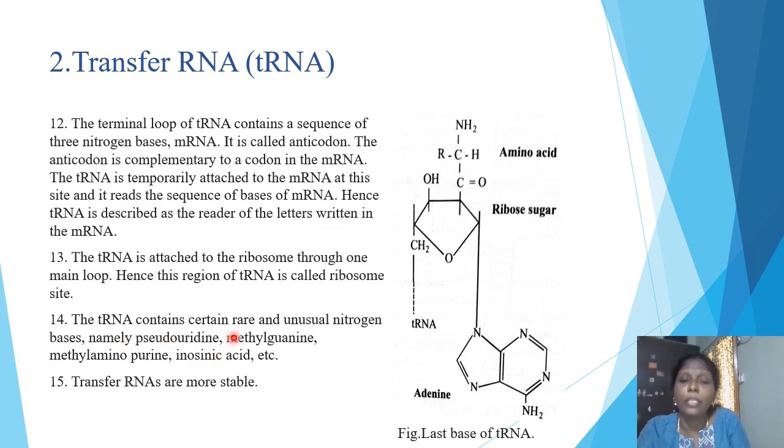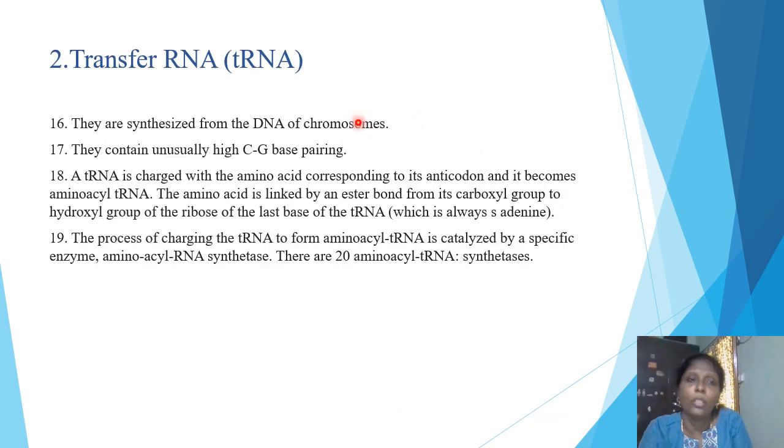The tRNA contains certain rare and unusual nitrogen bases, namely pseudouridine, methylguanine, methyladenine, inosinic acid, etc. The transfer RNA is more stable, and this is the structure of how the tRNA is formed. This tRNA is also synthesized from the chromosomal DNA. They usually contain high GC base pairing.